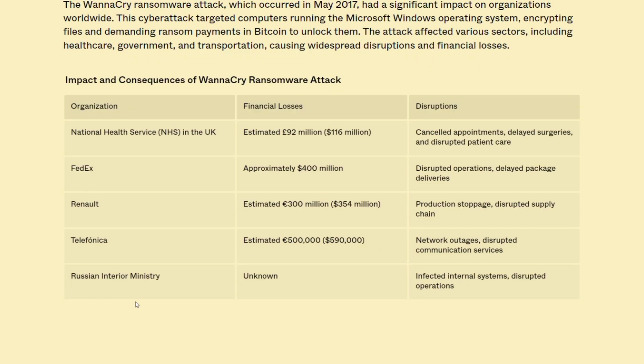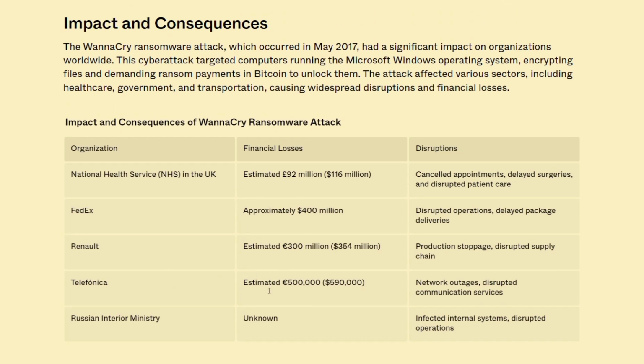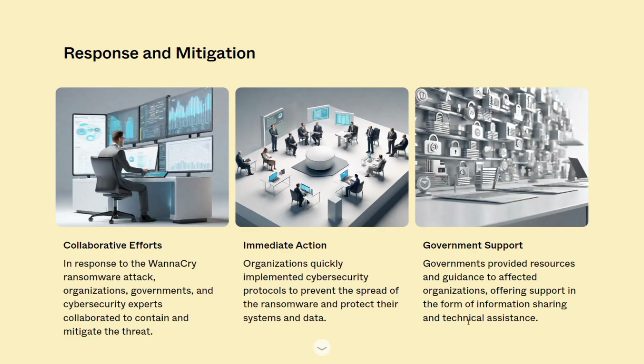Then the Russian Interior Ministry. We don't know how much the Russian Interior Ministry lost due to this attack. It infected internal systems and disrupted operations.